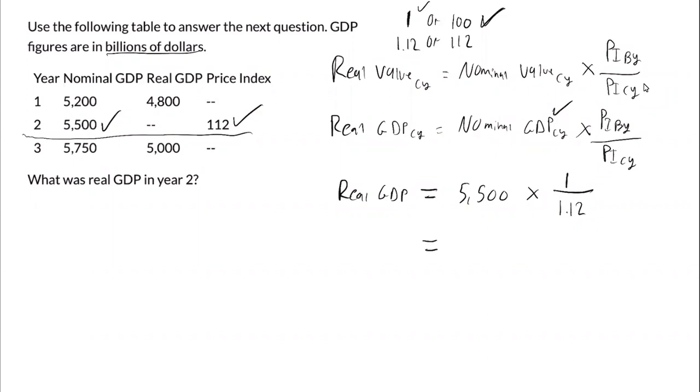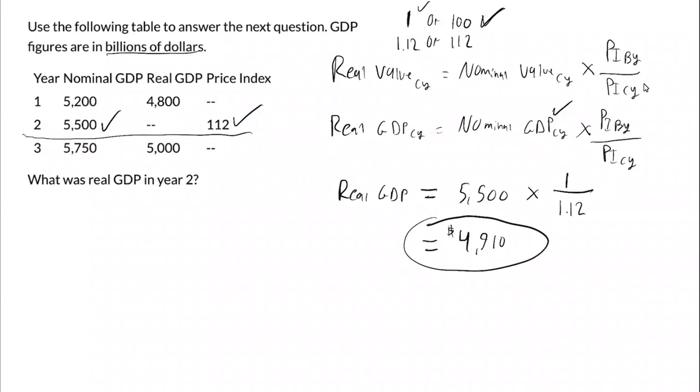If we calculate that out, I'm going to pull my calculator here. 1 divided by 1.12 gives us 0.89, times 5,500 gives us a real value of 4,910. That would be our real GDP for year 2, 4,910. You see it's less than 5,500, and that should make sense. We're taking inflation out of it, the overall increases in prices, out of our equation.